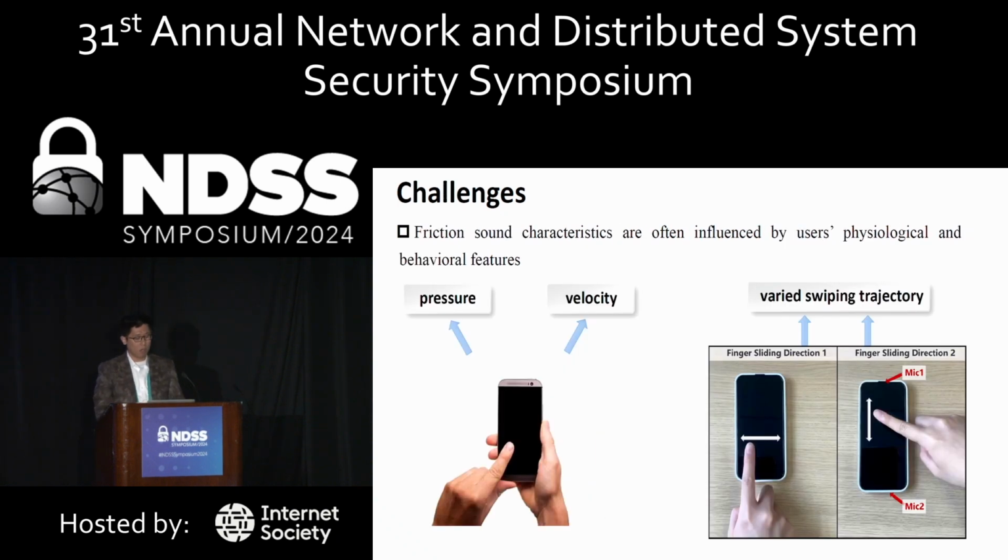Second, it's about the frequency sound characteristics. Usually, different users will have different behavior, different swiping. So how can we protect against the influence of the user's physiological and behavior features and help us form a robust attack? That will be a little difficult.